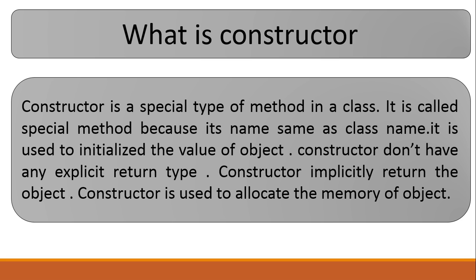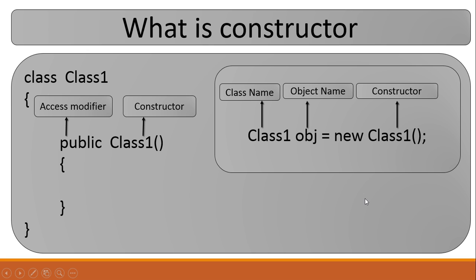A constructor is used to allocate the memory of an object. Here I am explaining with this diagram, class and class 1. I am creating a class, class 1, and a constructor. Look here, as the access modifier I am using public, and class 1 as the constructor name, same as the class name, and I start here and close here the constructor. And look here, I am creating the object of class 1 as obj = new class 1. This is the constructor call. With the help of the constructor we are initializing the value of the object. Calling the constructor automatically initializes the value of the object.